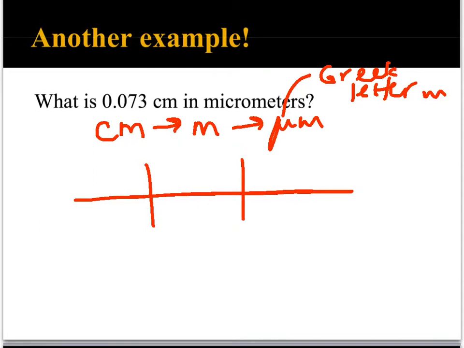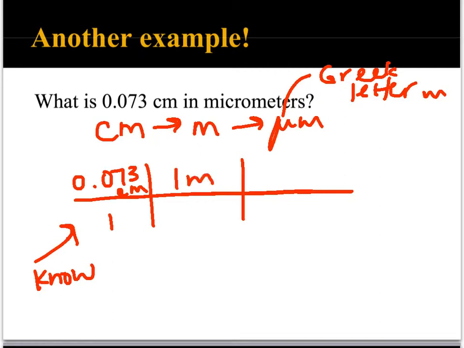And again, remember in this first box goes what we know from the problem. Okay, so what do I know? I know that I have 0.073 centimeters. I'm going to put that over 1 again. Okay. So to convert from centimeters to meters, 1 meter is 100 centimeters. And notice that the centimeters cancel there, so that'll give you your answer in meters.